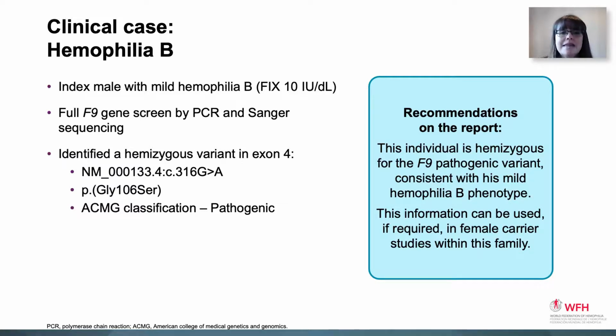The patient's phenotype is also highly specific for the gene, so the low factor 9 level is highly specific for the factor 9 gene, so we could apply this criterion as well. As a result of all this evidence put together, we could identify this variant as pathogenic. So in the interpretive report, we could identify that this individual is hemizygous for a factor 9 pathogenic variant, and that this is consistent with his mild haemophilia B phenotype. This information can be used, if required, in female carrier studies within this family.